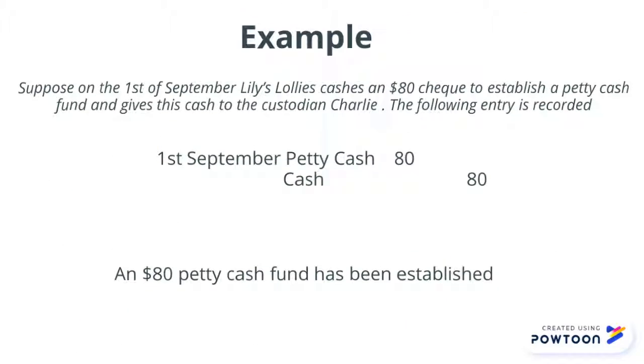Take a look at an example. Suppose on the 1st of September, Lily's Lollies cashes an $80 check to establish a petty cash fund and gives this cash to the custodian, Charlie. The following entry is recorded. An $80 petty cash fund has been established.